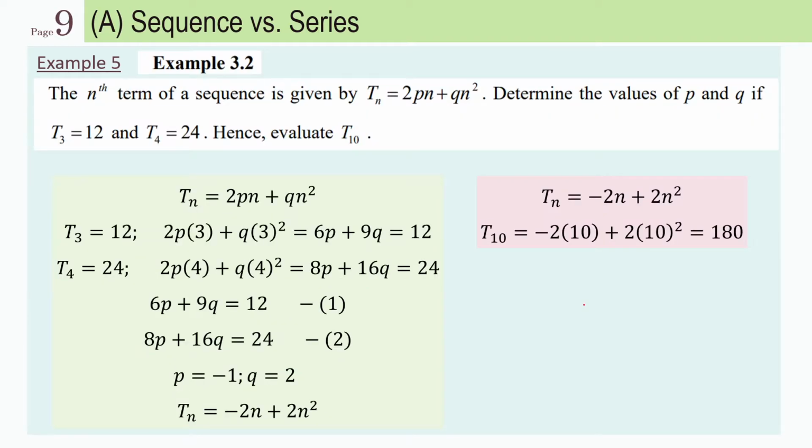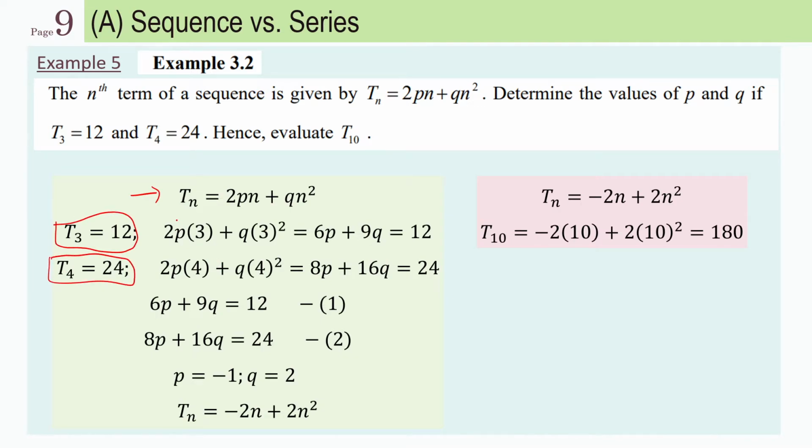Okay, now look at example 5. This one is example 3.2 taken from your module. The nth term of a sequence is given by Tn equals 2Pn plus Qn squared. Determine the value of P and Q if T3 equals 12 and T4 equals 24. Hence, evaluate T10. So this one, Tn equals 2Pn plus Qn squared is provided, and then they provide us T3 equals 12 and T4 equals 24.